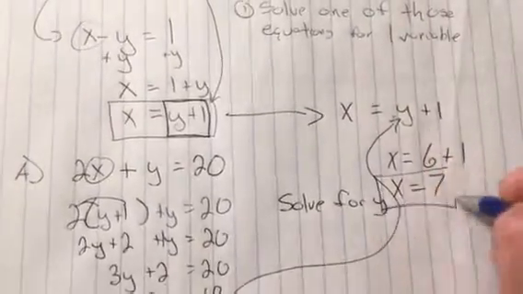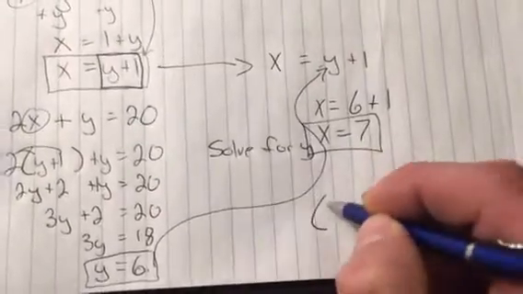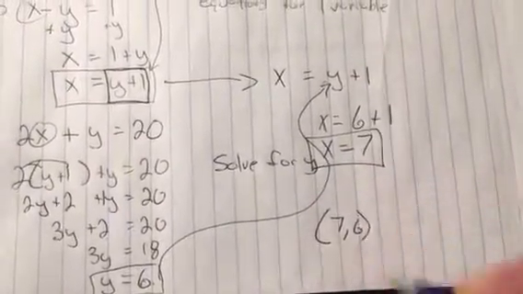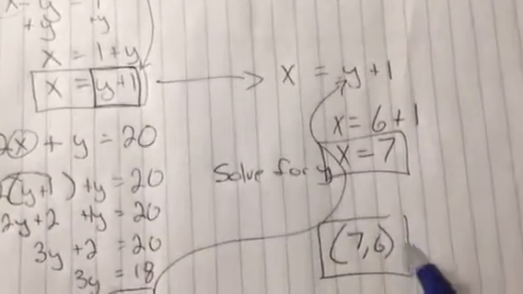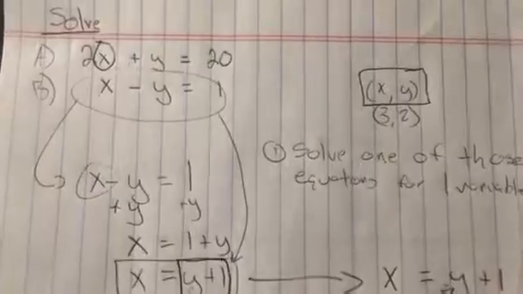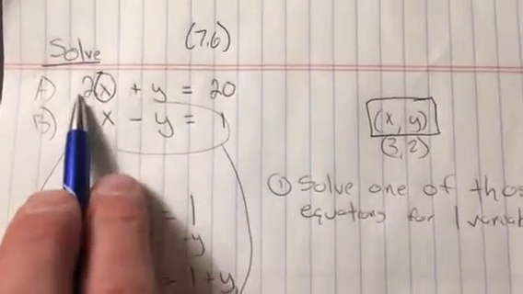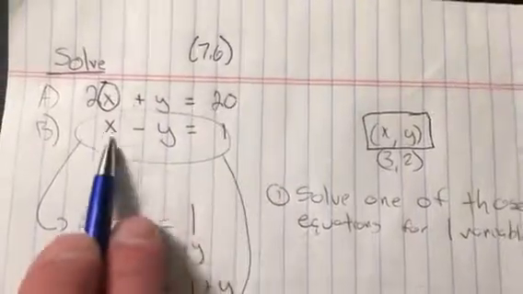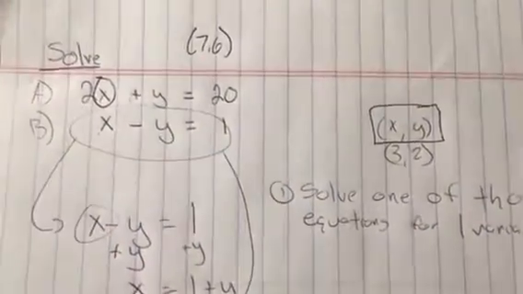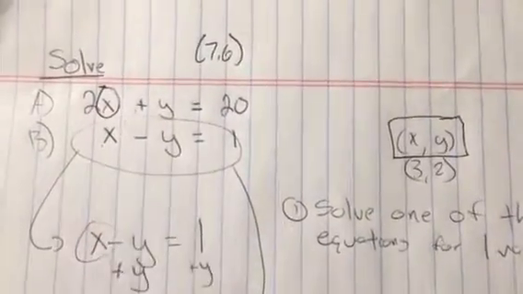So now we have an x value and we have a y value, which means the solution is that point, that ordered pair, (7, 6). And remember, that has to make both of those two equations true. So if we plug the numbers 7 and 6 in here and here, 2 times 7 is 14, plus 6 is 20, and 7 minus 6 is equal to 1. And so that's the only combination of numbers that would make both of those true.